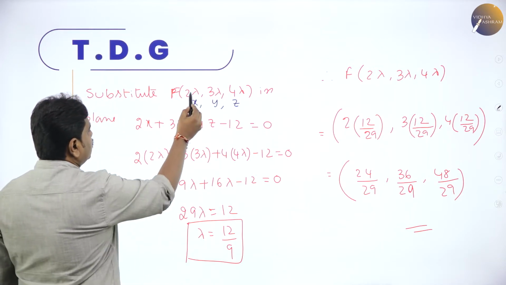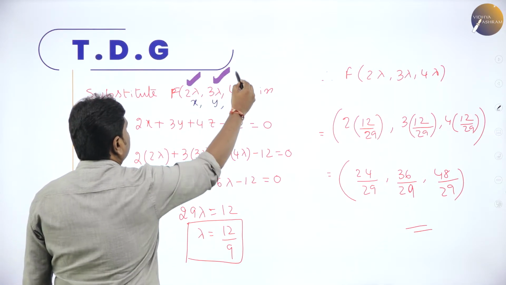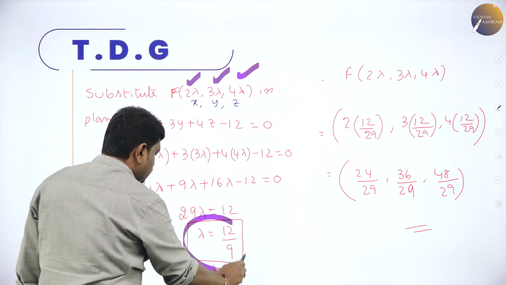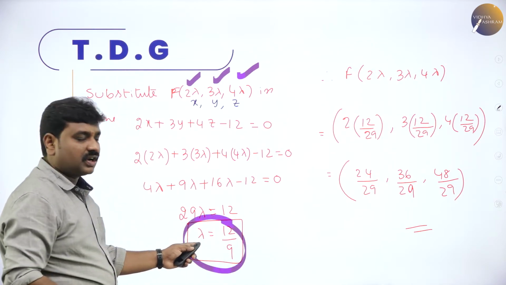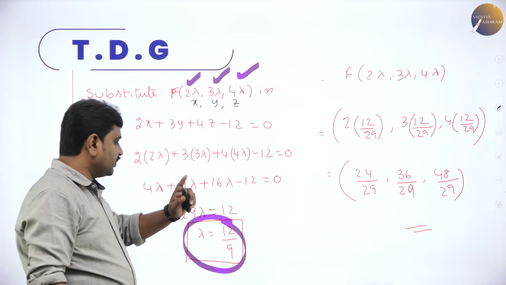In this, you substitute in the place of x, the x coordinate 2 lambda, in the place of y, put 3 lambda, in the place of z, put 4 lambda. So solve it, you will get lambda. This is a key step. If your lambda value is wrong, then the foot will go wrong. So solve it carefully and get the value of lambda.